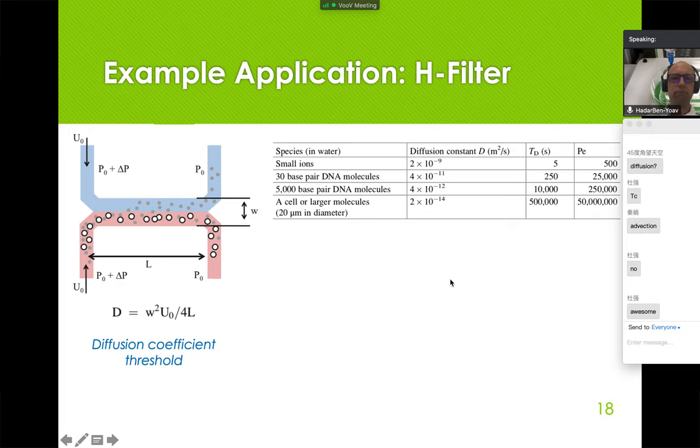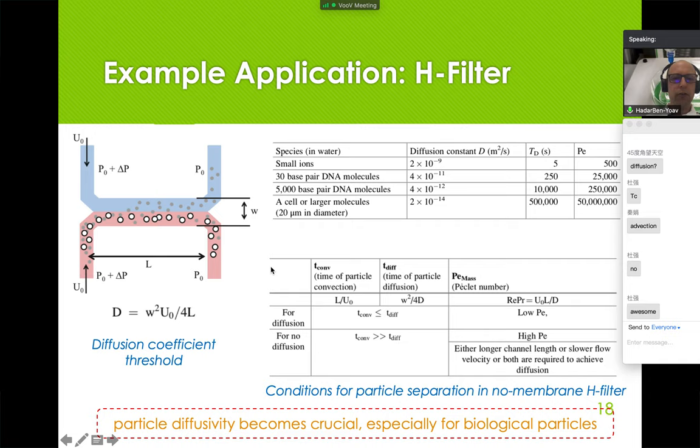So if we look at particles and we know the diffusion coefficient, we can look at different conditions that will govern the separation of the particles. For example, here we have the T convection and the T diffusion. And we saw earlier how we can calculate the time for taking the particle to pass.